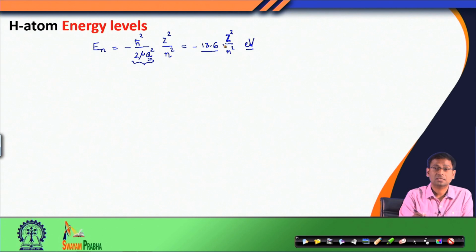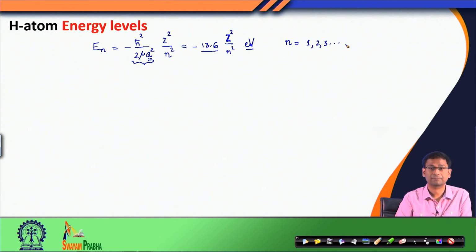Here you see the other term z square, where z is the nuclear charge of the system and n is the new quantum number whose value turned out to be 1, 2, 3, and so on and so forth. The lowest possible value of n is 1. We discussed why n equals 0 is not allowed in our last lecture.